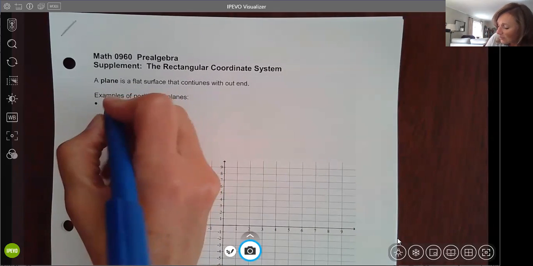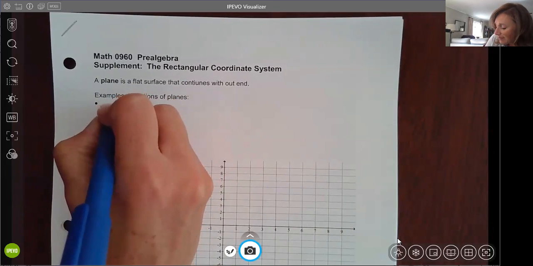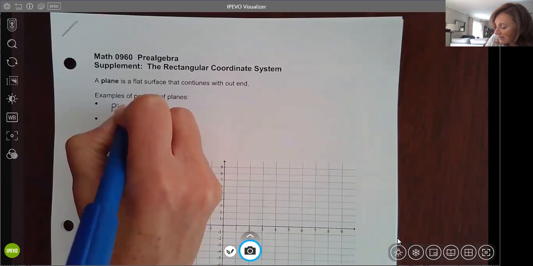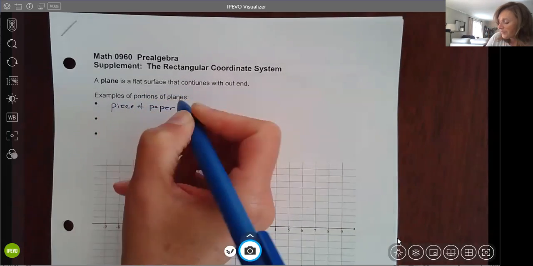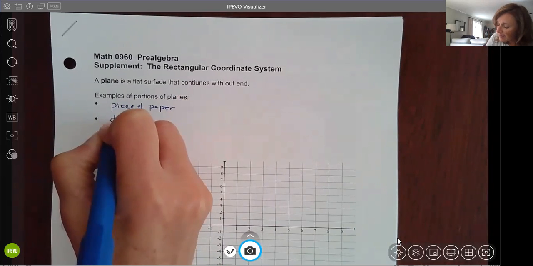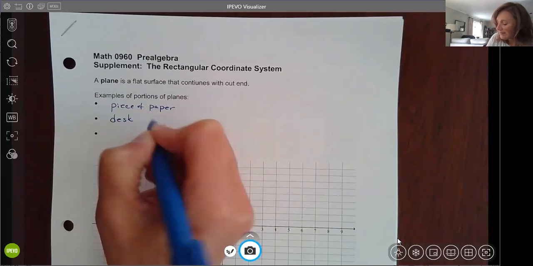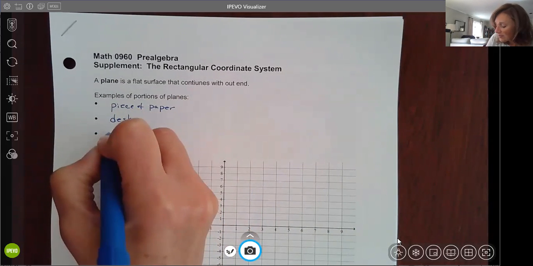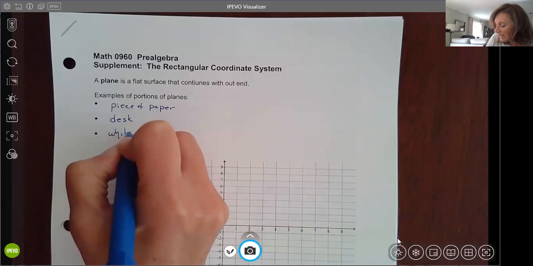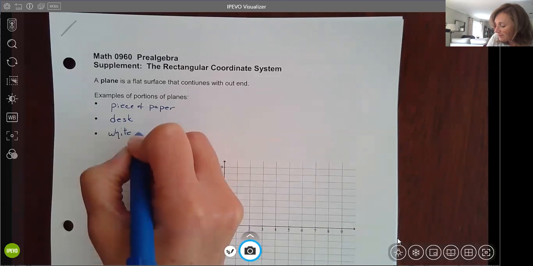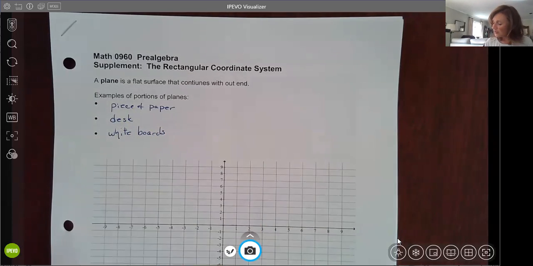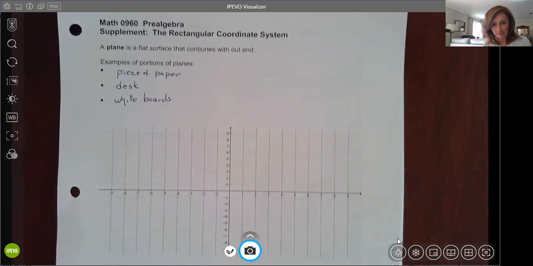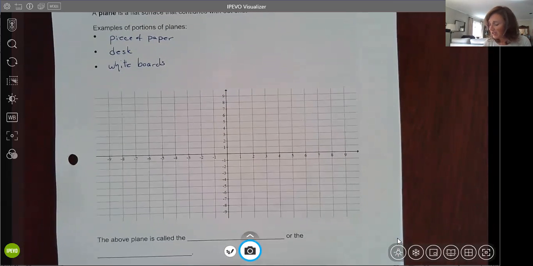It's just a nice flat surface, and that is what a plane is. So I'll write this down. So the piece of paper is an example of a plane. Your desk is an example of a plane. The whiteboards at school would be an example of a plane, portion of a plane. All right. So what we're going to do is we're going to take a portion of a plane and we're going to divide it up into 4 regions, right?